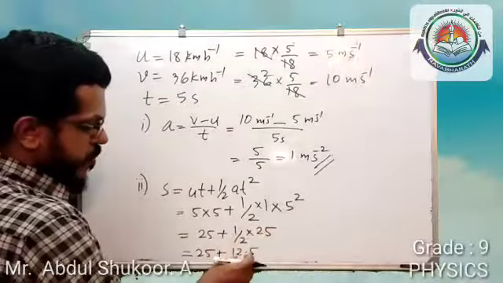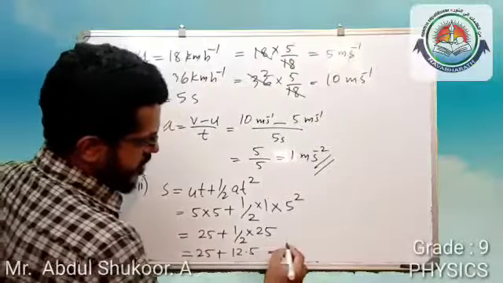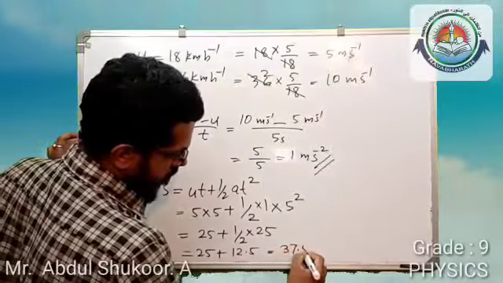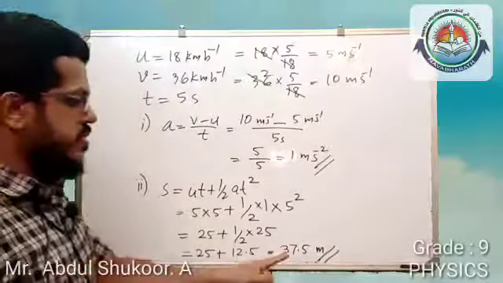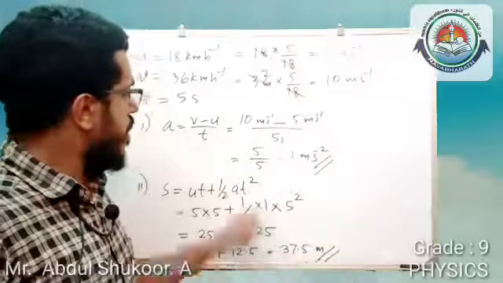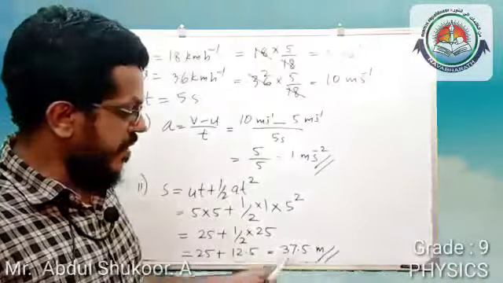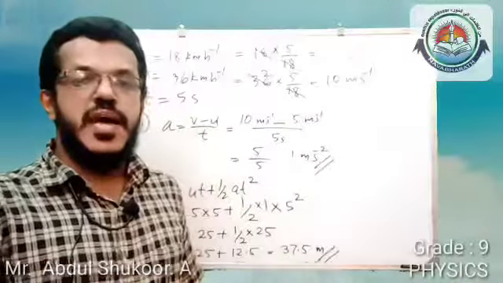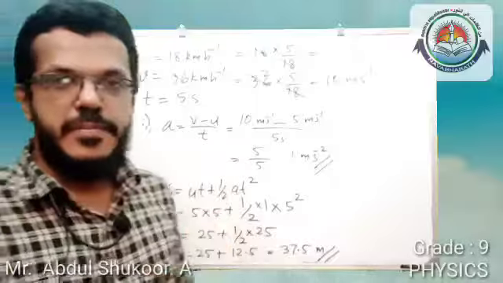Half of 25 means 12.5. Then if we add this, what we get? That is 37.5 meter. This is the distance travelled by this car at this time, 5 seconds. 37.5 meter is the distance travelled by this car at this time.